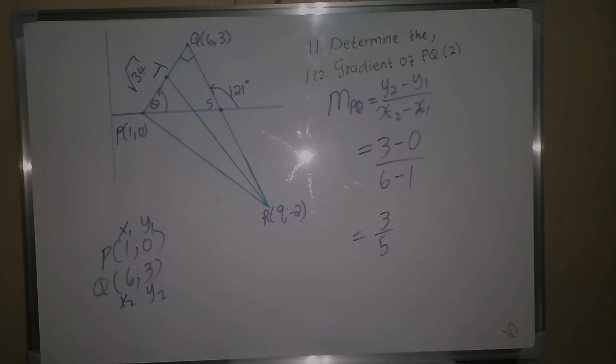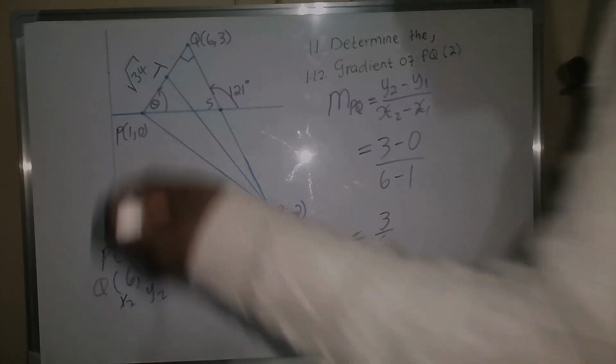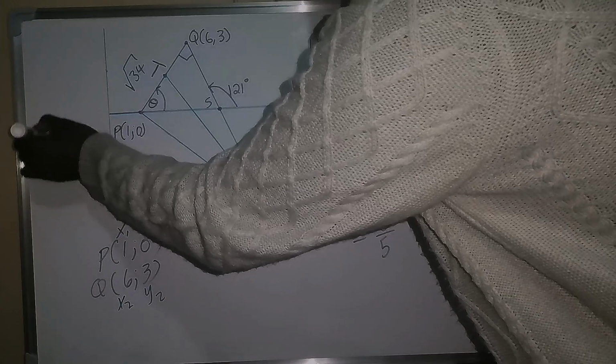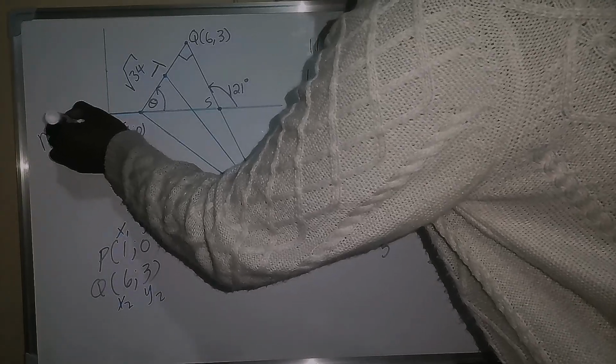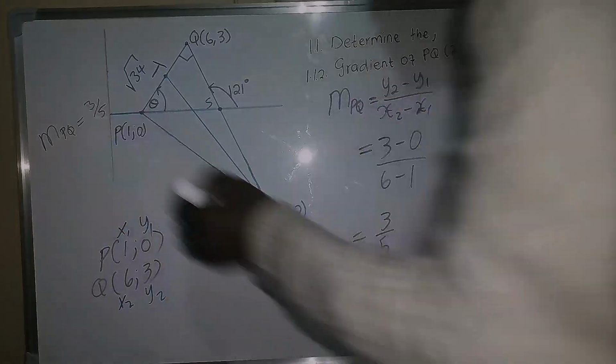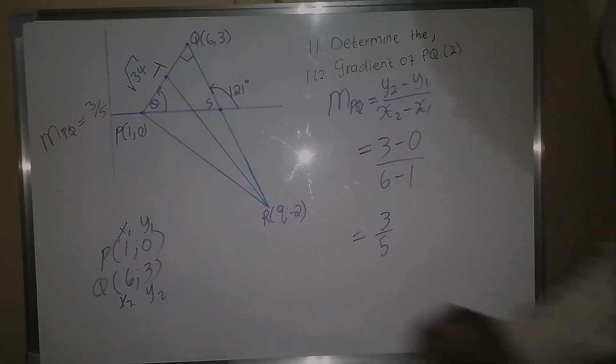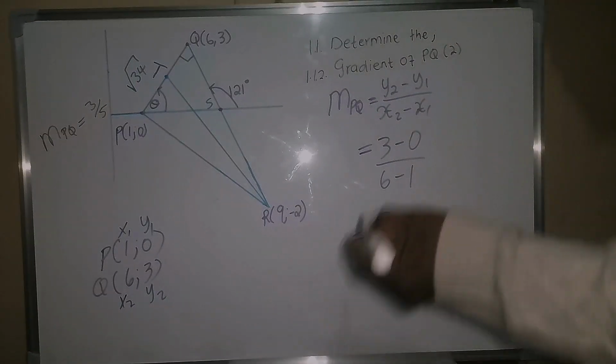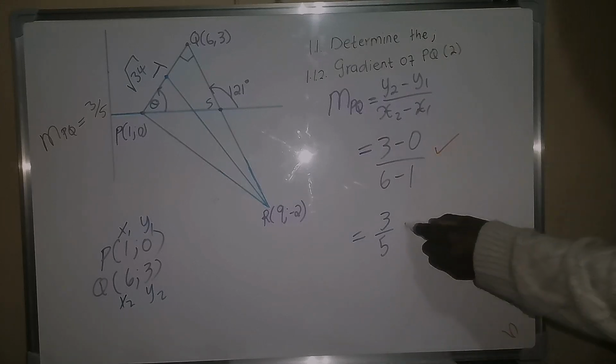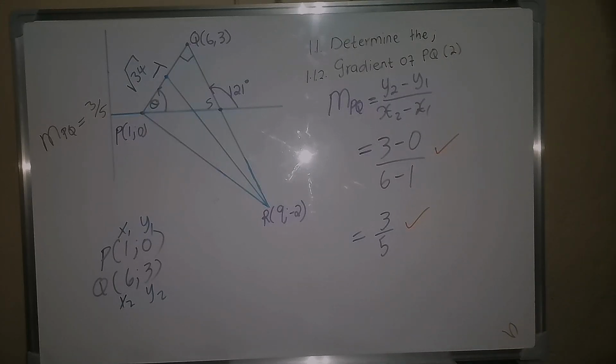PQ, 3 over 5. So I'm going to write it on the left. So the gradient of PQ is equal to 3 over 5. Then the length is square root of 34. I hope you're good. For 2 marks, you get substitution and the final answer. That's how you're going to get your 2 marks.